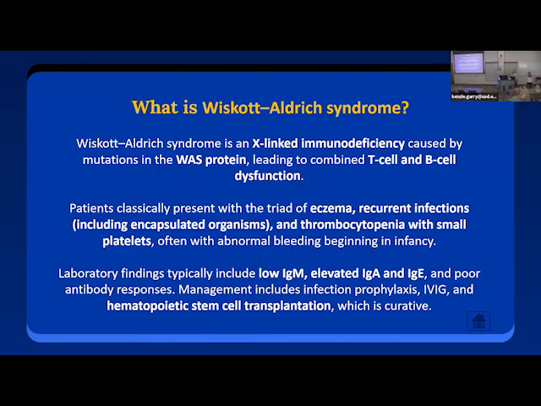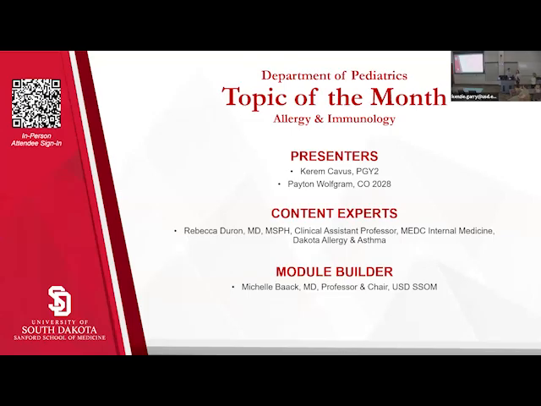So this is an X-linked immunodeficiency caused by mutations in the WAS protein, leading to combined T and B cell dysfunction. I remember it as WA for water, and then thrombocytopenia, eczema, and recurrent infections. You get abnormal bleeding in infancy. And for that one too, you could do hematopoietic stem cell transplantation for treatment. Good mnemonic. First Aid.